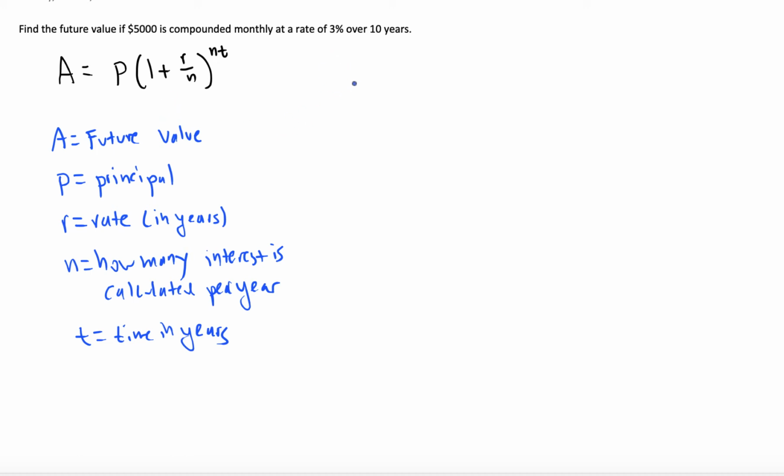So we know that in this case, P is 5,000. That is how much is being invested. The rate is 3%, so I'm going to put that as 0.03. What is n in this case? n is how many times the interest is calculated per year. Well, if it's compounded monthly, then that'll be 12 times per year. And then we get n times t. That'll be the exponent for this guy. So 12 times 10 is going to be 120 here.